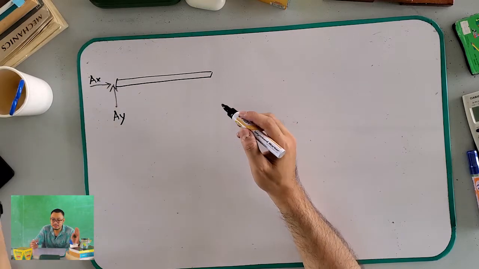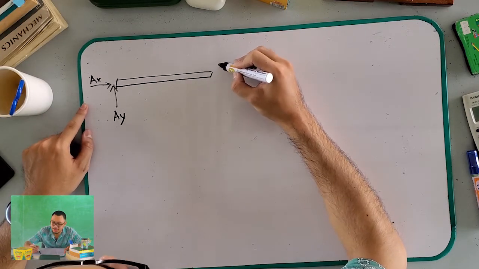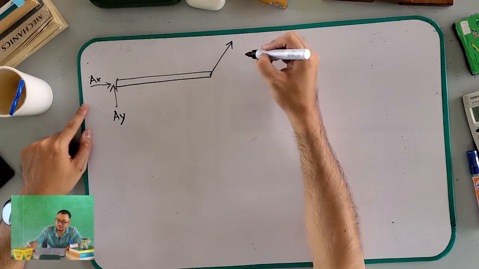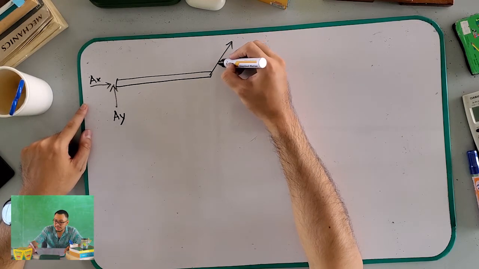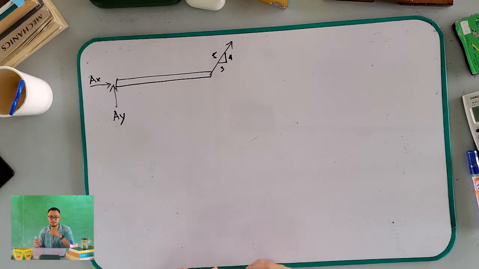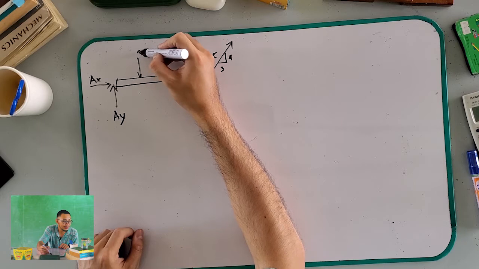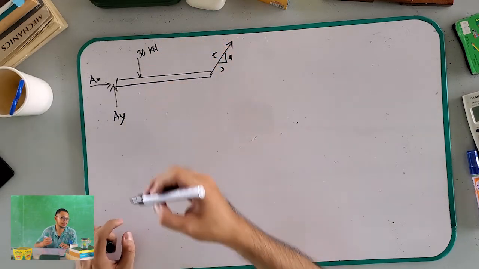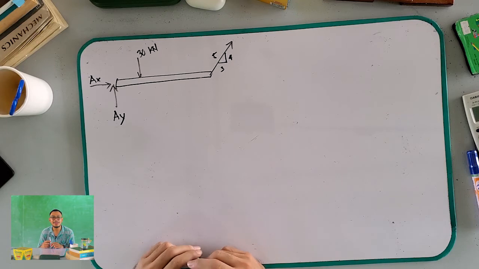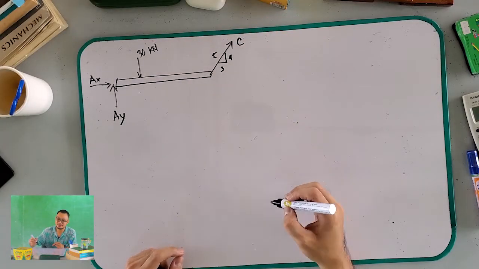Here at B, it is supported by a cable, so its force is going there at a slope of 3, 4, and 5. We haven't placed the force of 30 kilonewtons yet. So how do we solve this? We should first determine all these unknown forces. How can we determine these unknown forces?